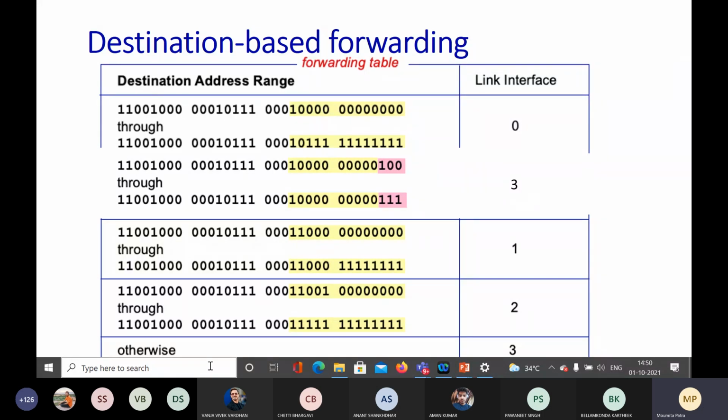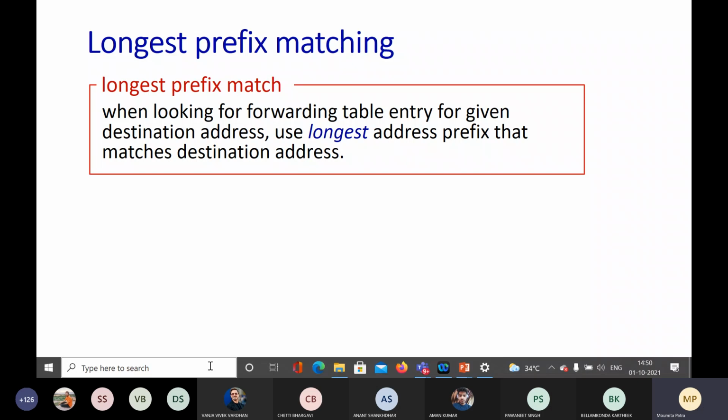We will find out which one of these IP addresses has the longest match with the given destination address in the datagram. So what is done in the longest prefix match? When you look for a forwarding table entry for a given destination address, you use the longest address prefix that matches the destination address.